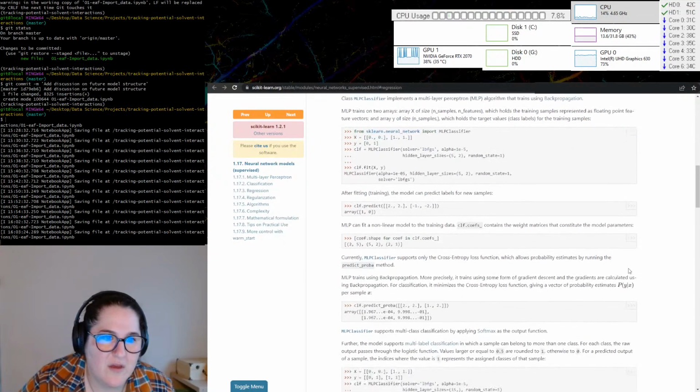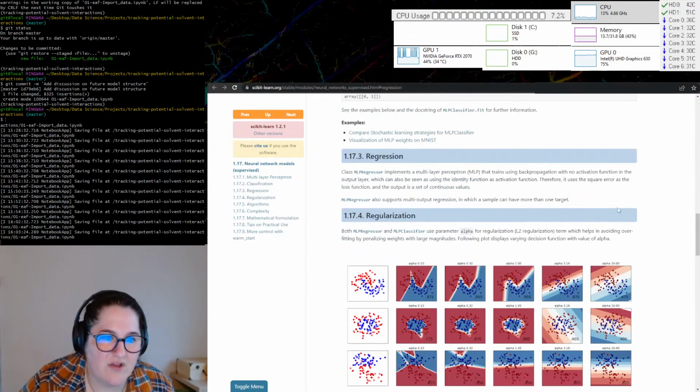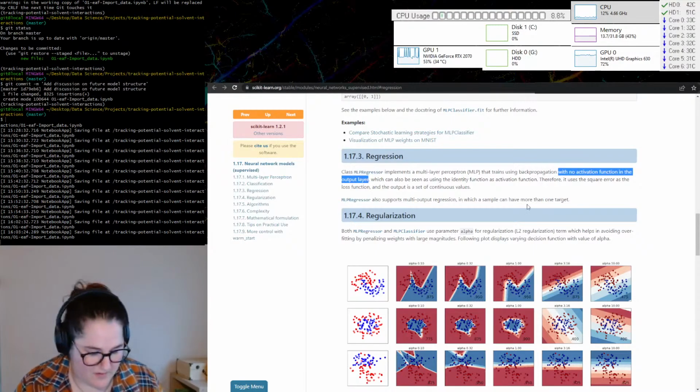So we want to do regression. MLP, the multi-layer perceptron regressor, uses backpropagation with no activation function in the output layer. That's important, with no activation function in the output layer. That tells us something about the architecture.